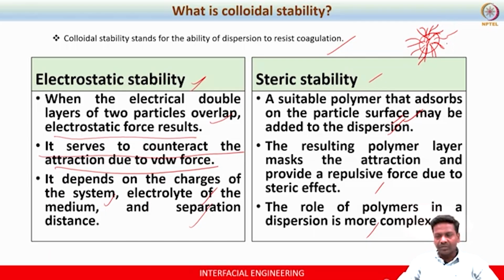Because this repulsive force is generated due to the steric effect, we call such forces steric repulsive force, right? A repulsive force due to steric action, or steric hindrance. Here the role of polymers in a dispersion is more complex. Although one can improve the stability, it is very important to understand the interaction between particle and polymer, and sometimes it becomes a very complex system, okay, right?